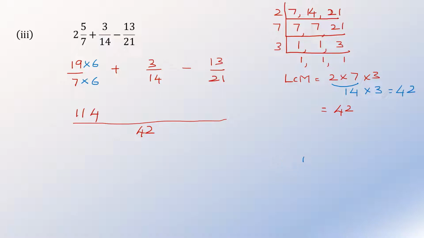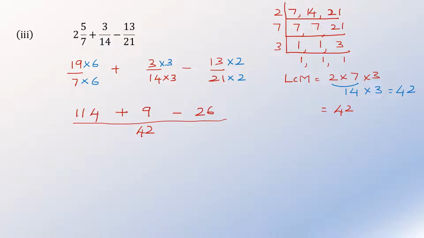Let's go to the second one. 14 into 3 is 42. So let's multiply 3 also by 3. 3 3s are 9. So here there's a plus sign, so I'm going to leave it there. Then I have a minus sign. Now 21 into what is 42? 2. So 13 into 2 is 26.